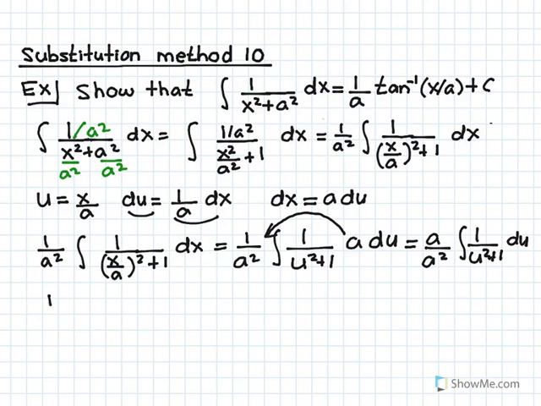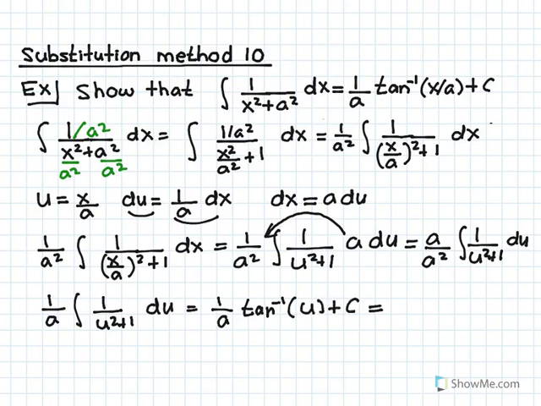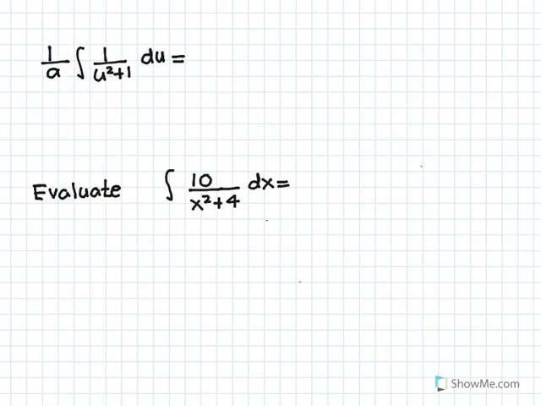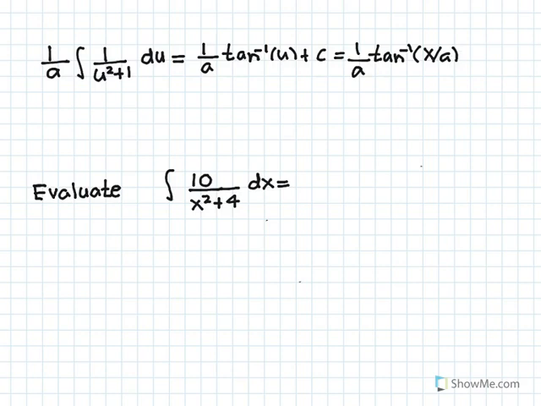a over a squared is going to be 1 over a, times the integral of 1 over u squared plus 1 du, and that's 1 over a tan minus 1, arctangent, of u plus c. Now substitute u back in, and we get 1 over a tan minus 1 of x over a plus c. So what we have shown is 1 over a times the integral of 1 over u squared plus 1 du is 1 over a tan minus 1 of u. We substitute u back in, and we get 1 over a tan minus 1 of x over a plus c.